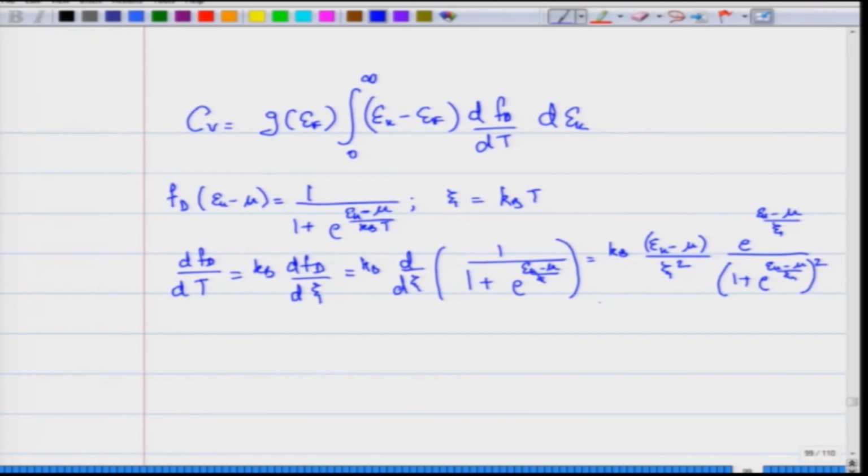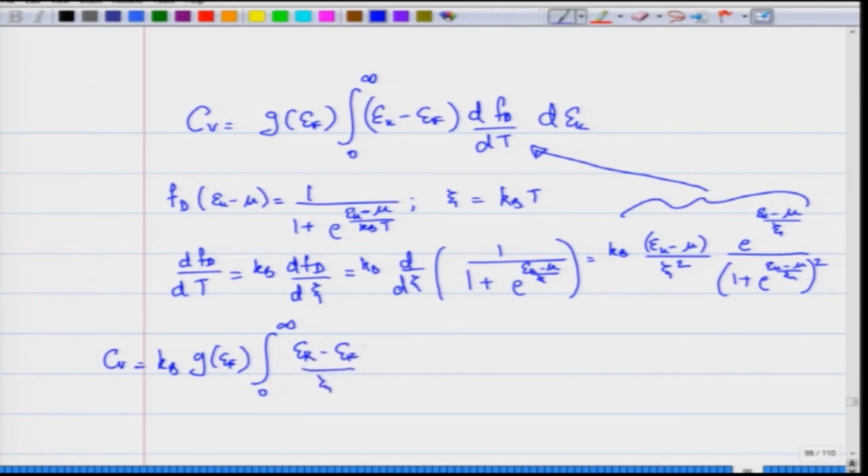So, now we can put it back into the integral. If we substitute all of this here, Cv is equal to kB into density of states at the Fermi energy, integral 0 to infinity, ((Ek minus Ef) by zeta) the whole square into e raised to (Ek minus mu) by zeta divided by (1 plus e raised to (Ek minus mu) by zeta) the whole square dEk. So, we have this expression.